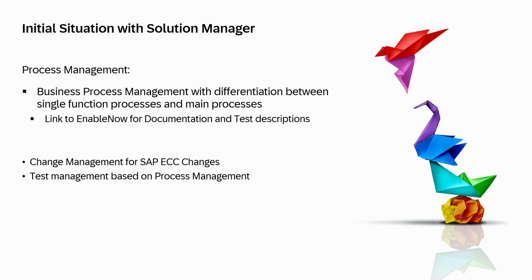We are differentiating there between single function processes and main processes. That's a decision from our side because that gives us some efficiency when it comes to testing. Our separation is that single functions can be tested without involvement of another department. Main functions have to be tested in combination with several departments. So if it comes to tests, like now for S4H, the departments can say, okay, I can work on my own on the single functions and do not have to wait for other departments.